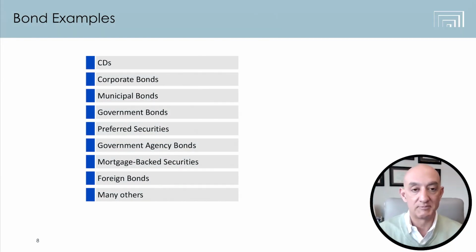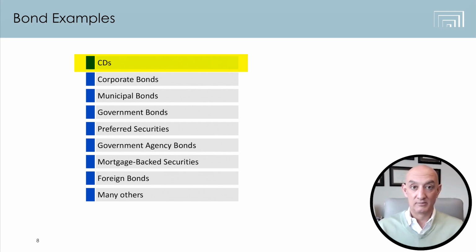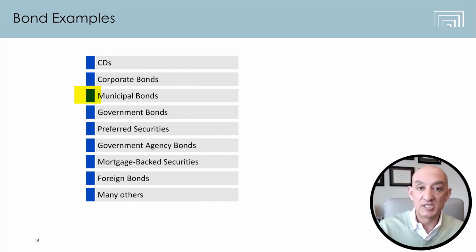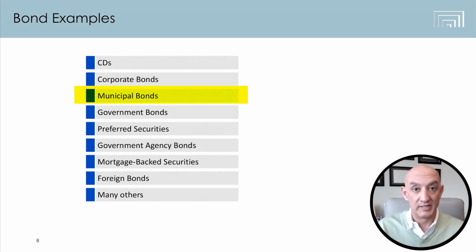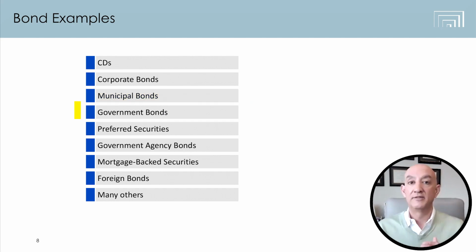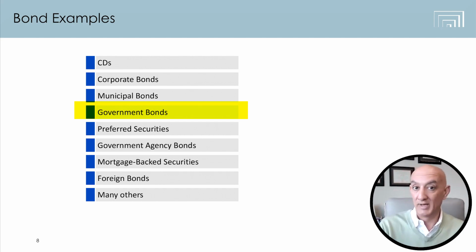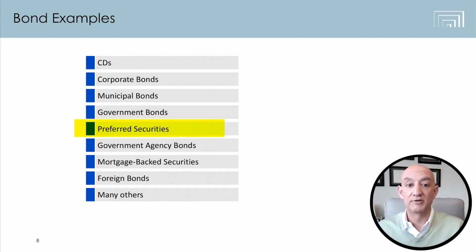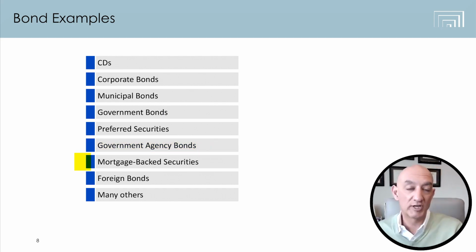So these are just different types of bonds. CDs, certificate of deposit that you buy at a bank, is actually a type of bond. You're lending money to the bank. Corporate bonds are when you're lending money to different corporations. Municipal bonds, the only bonds that are tax-free, and we'll talk about taxation a little bit later, are bonds issued by cities, states, towns, and municipalities. They're government bonds in the US and worldwide. There are preferred securities, government agency bonds, mortgage-backed securities, and many, many more types of bonds. But all of these are debt instruments.